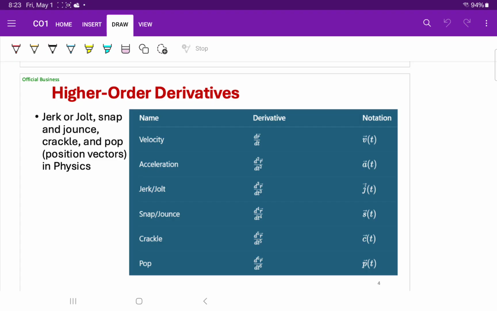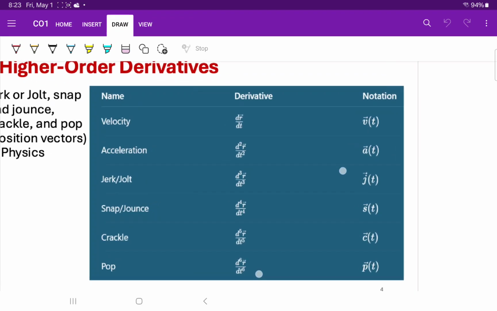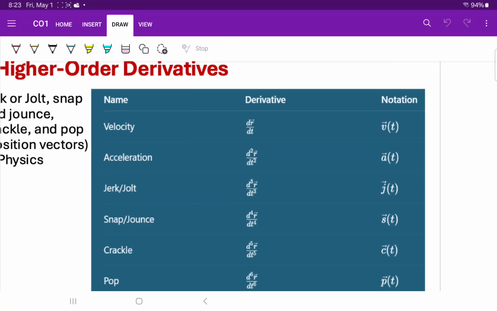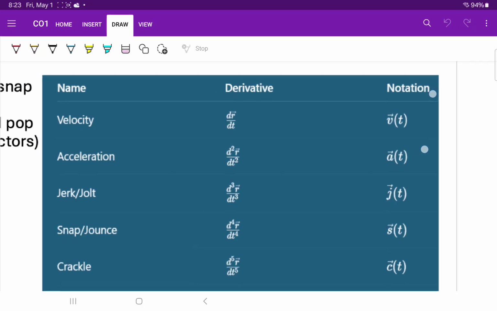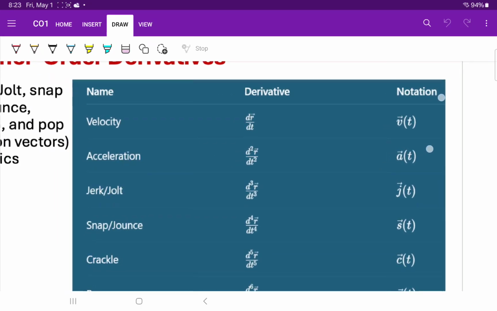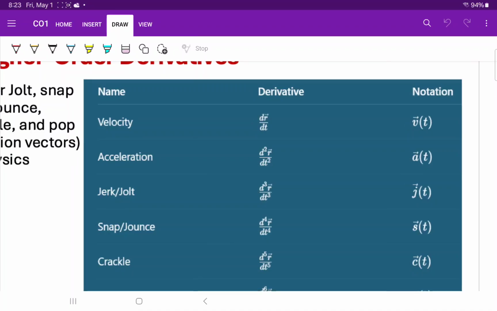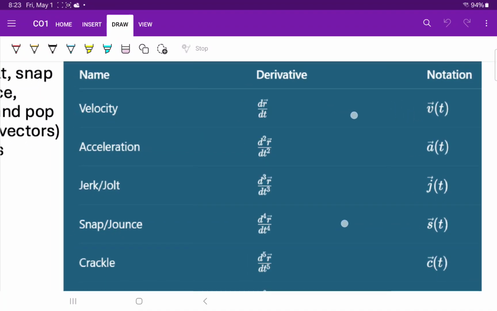So you have here jerk or jolt, snap or jounce, crackle, and pop. These are derivatives of position vectors in physics. Look at this one here. The first one is velocity, which is represented by the derivative of r with respect to t, dr/dt. Acceleration is the second derivative of r with respect to t, and jerk or jolt is the third derivative of r with respect to t, and so on.